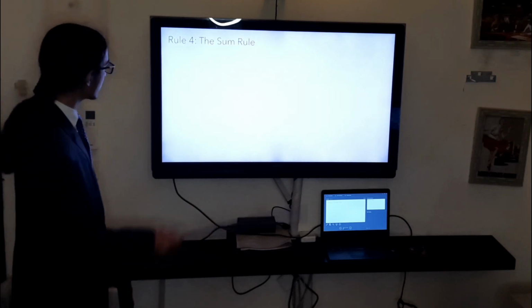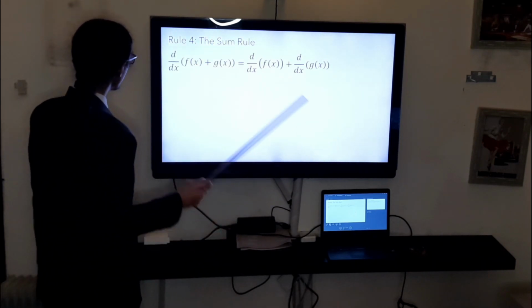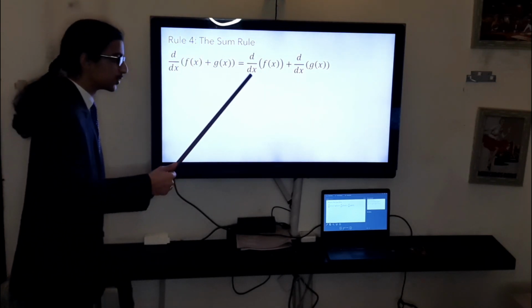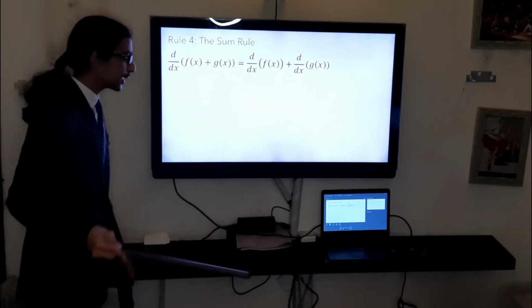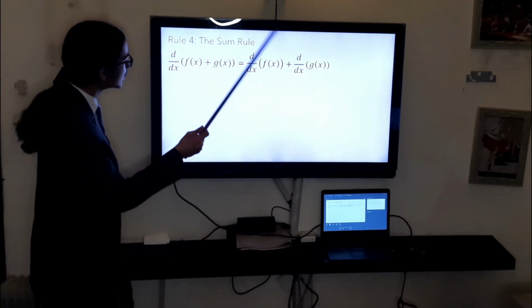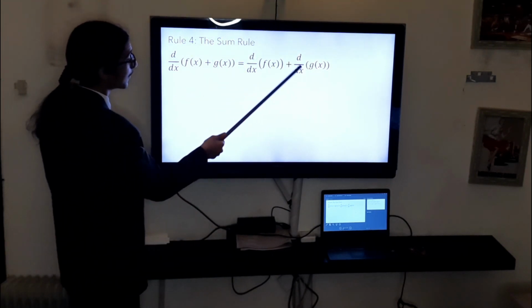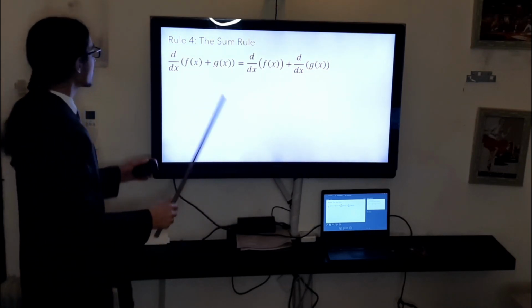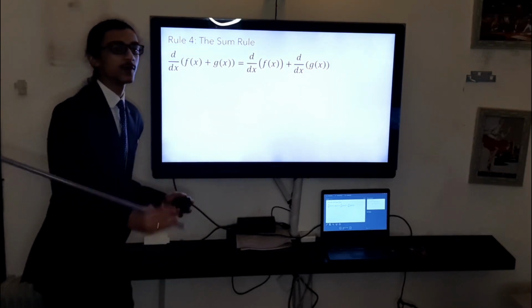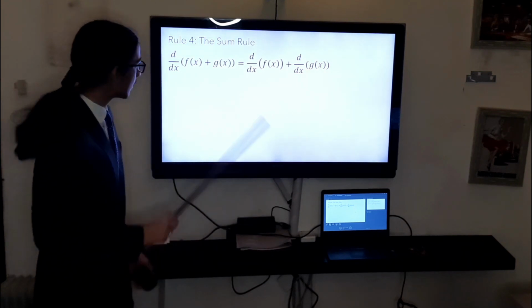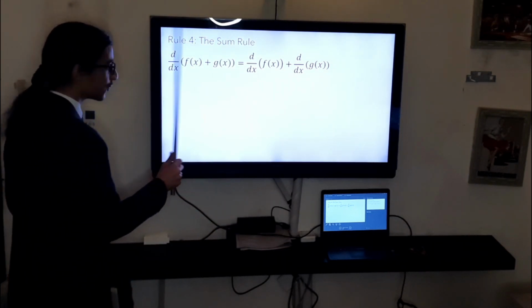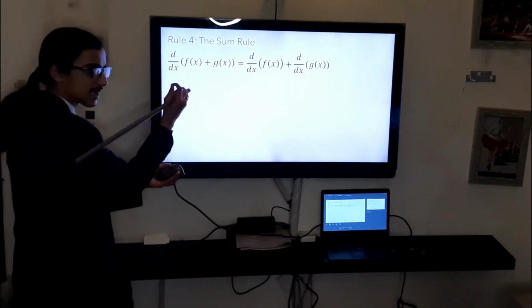Okay, now we get to some more interesting rules, but still fairly simple rules. The sum rule. Now, if I've got the derivative of f of x plus g of x, right? So some function plus another function, if I want to take the derivative of that entire thing, that is just going to be equal to the derivative of f of x plus the derivative of g of x, right? This may seem obvious, but this is in no way obvious, right? I'm basically saying the derivative of the sum of two functions is the sum of its derivatives, right? That's what this rule is saying. And this does have a proper proof, which I will show you at the end, but let's first get an understanding of what this is actually trying to say.